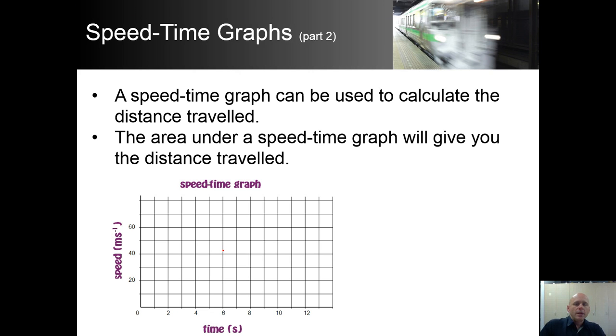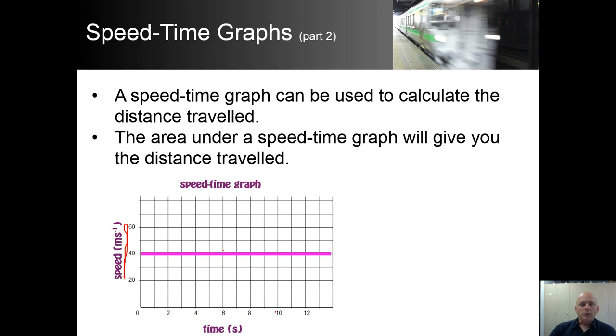Here we've got a speed time graph. And you need to make sure when you're doing these things that it is a speed time graph. Make sure you read what your axes are. If this was a distance time graph and you do this on an exam, you're going to get the question wrong. So make sure you read the graph.